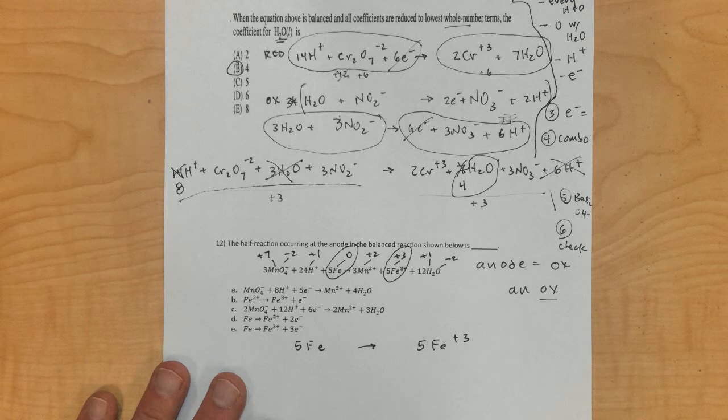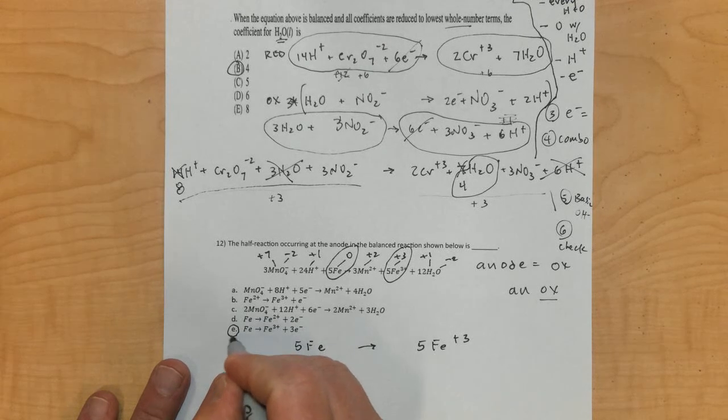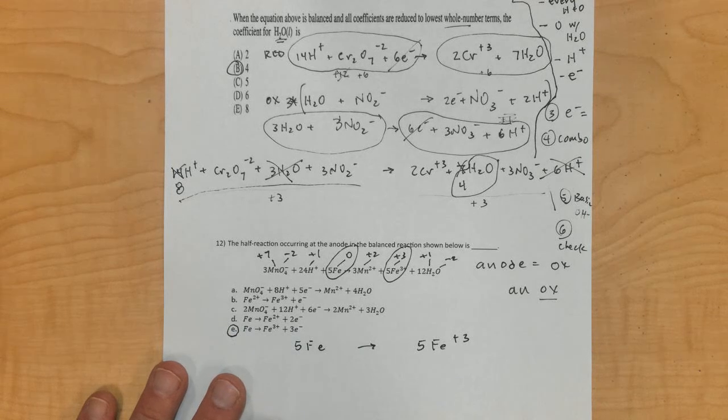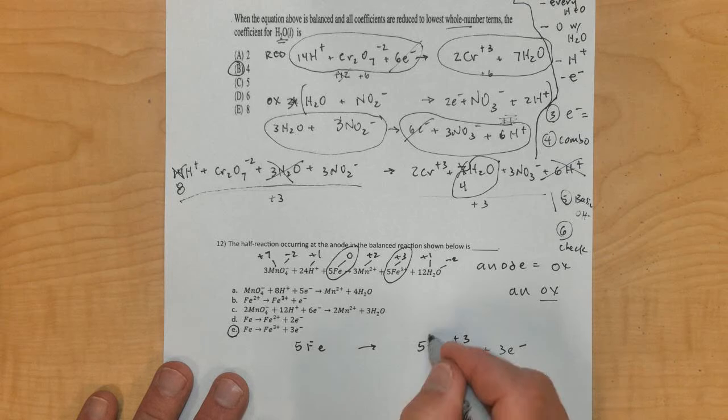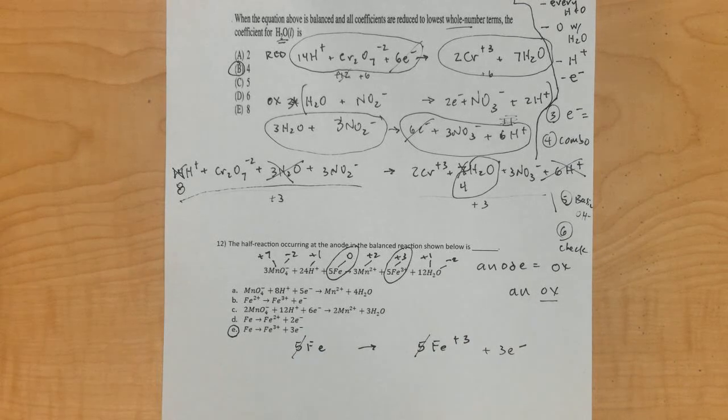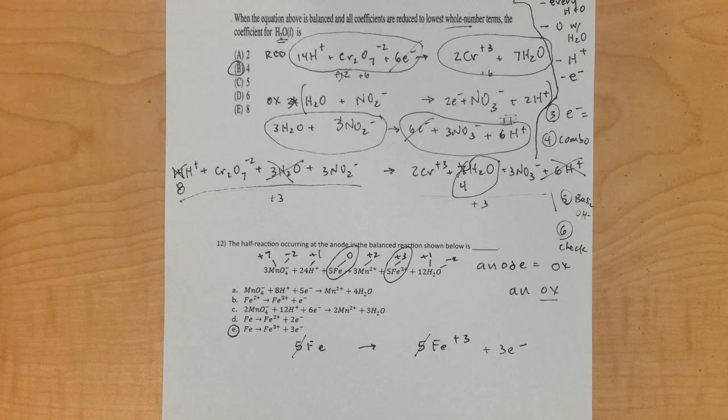And I think I have an iron going to iron plus 3 right here in E, which would be, well, of course, needing 3 electrons right here if I reduced these 5's, because it would be a simplest whole number coefficient of 1 and 1 to balance for charge, and I'd need 3 electrons to balance the charge.